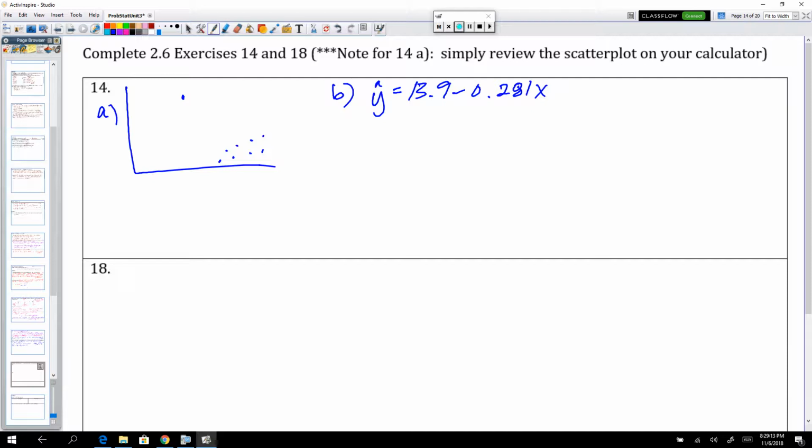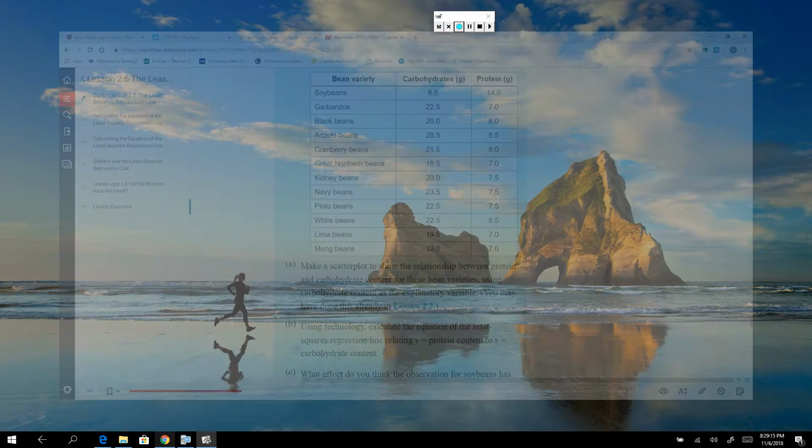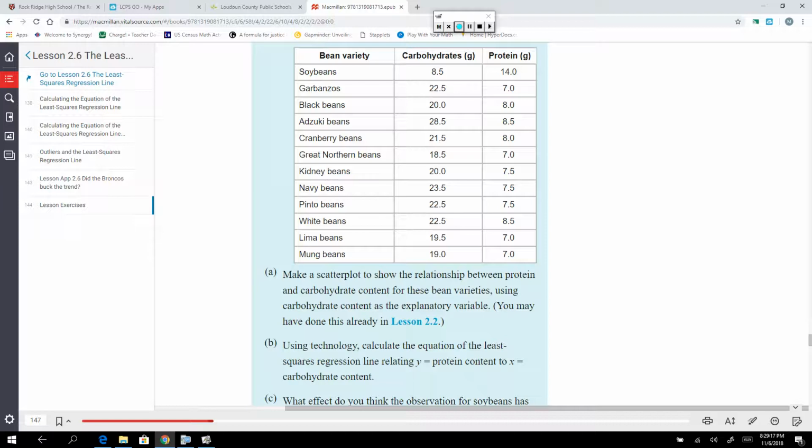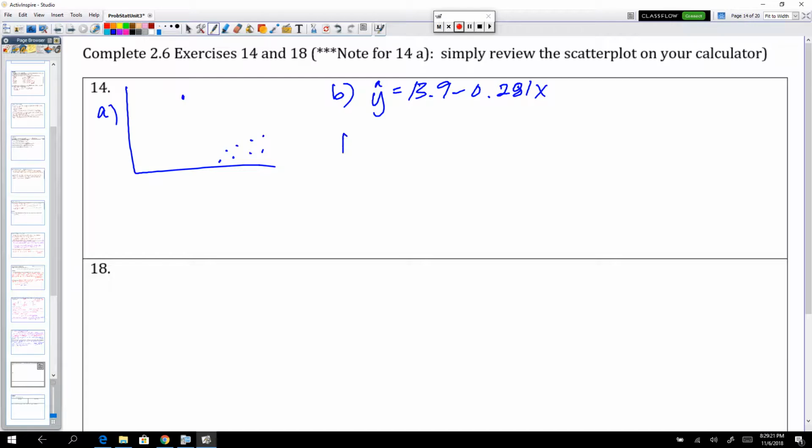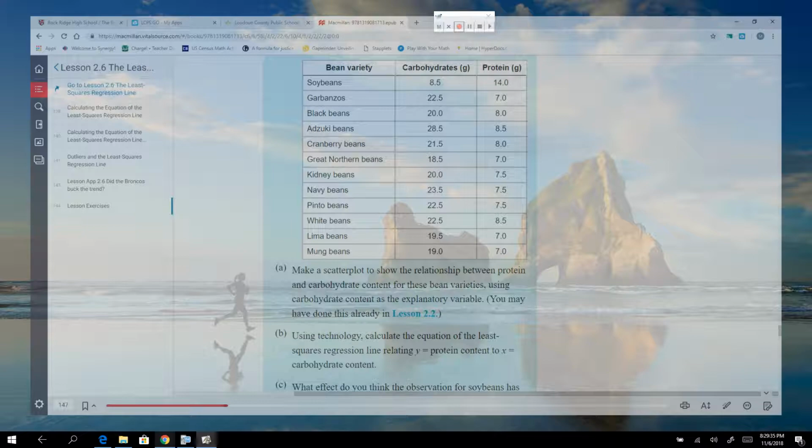Now let's remind ourselves what that means in context. Our response variable is protein. So we're basically saying predicted value of protein equals 13.9 minus 0.281 times the carb value. Okay, that's in context.